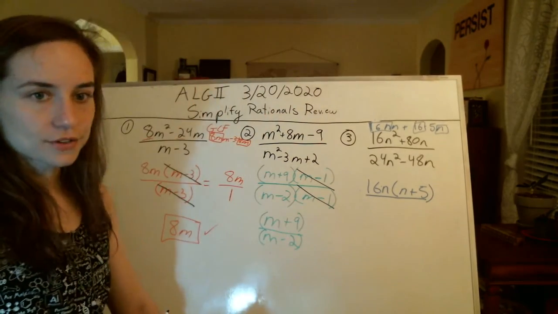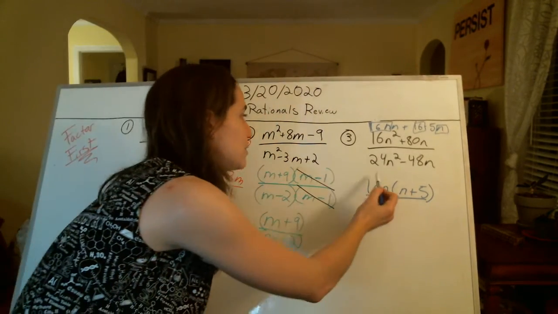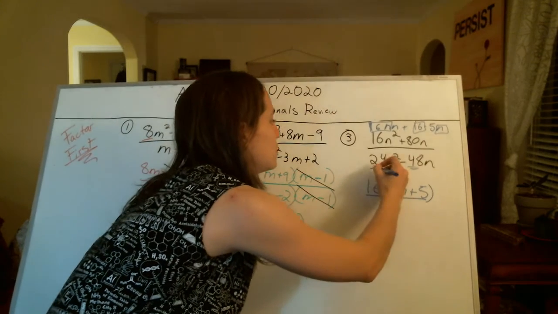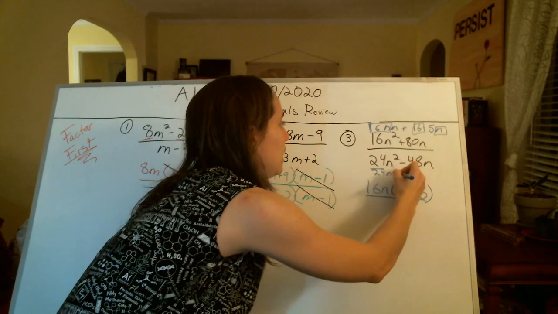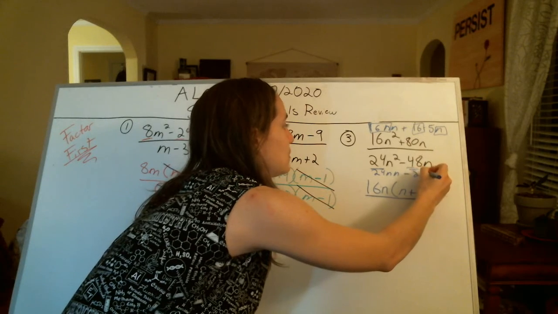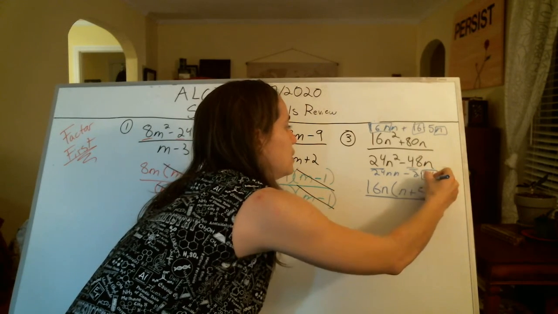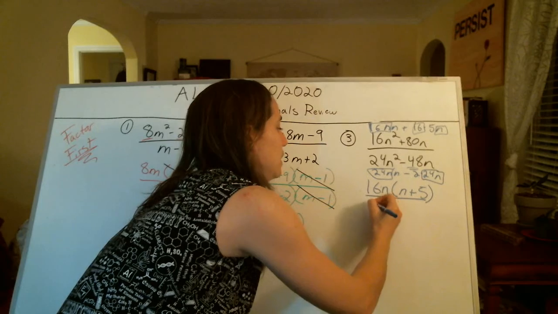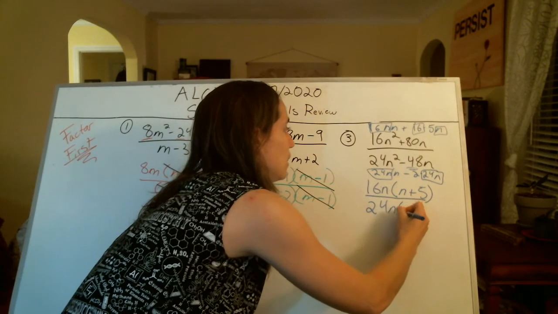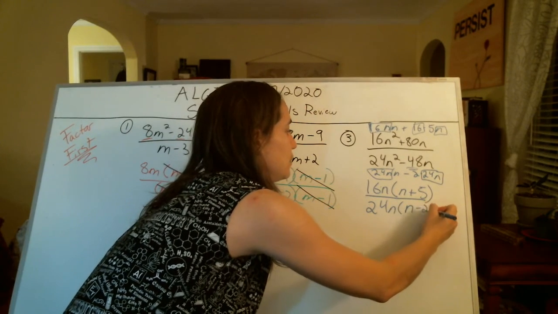Alright, greatest common factor on the bottom. Same kind of deal. Check out that 24. It also goes into 48, so it's 24n minus 2 times 24n. And our GCF is 24n, leaving us n minus 2.